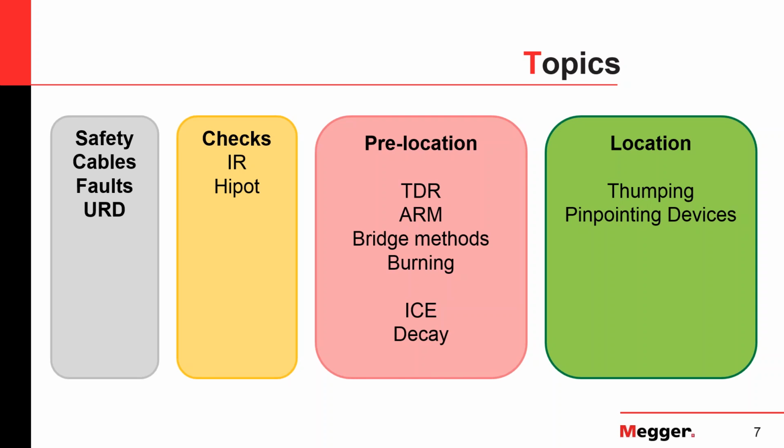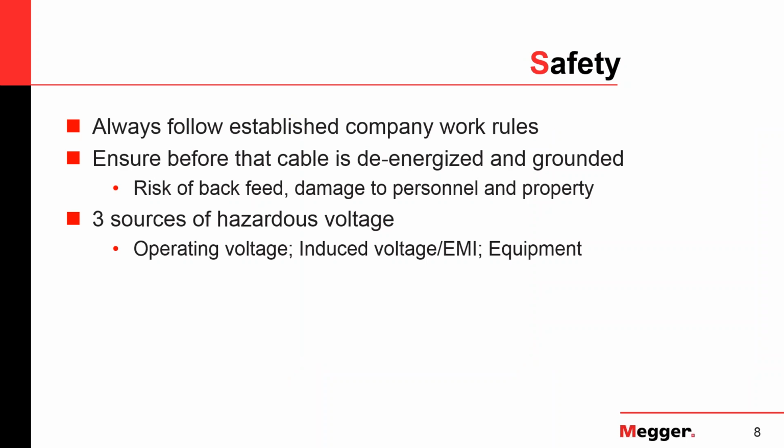So let's start with the gray box on the left. Very important always is safety. Always work as safely as possible. Your company probably has rules, and you always have to comply with those rules. But typically, in cable fault location, you work on a de-energized cable that is properly grounded. And there are always sources that can endanger personnel working around a cable fault.